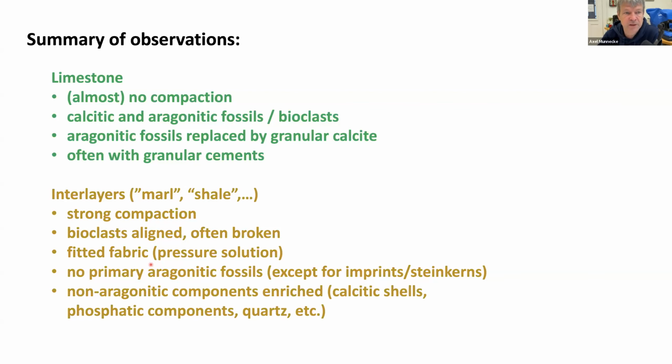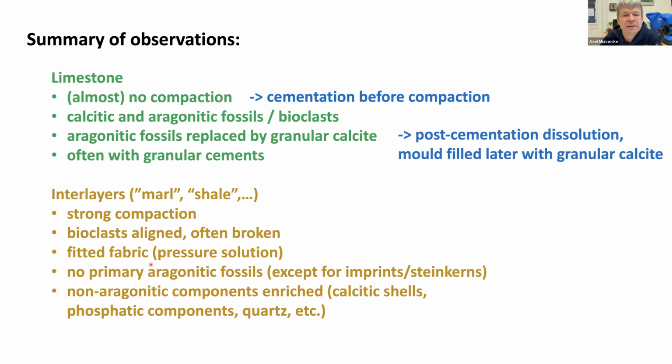So what information can we get out of it? If we have no compaction, it means that the cementation of the limestone happened before compaction, which means in the lowermost part of the sediment column, in the very shallow part, so close below the seafloor. The aragonitic fossils are replaced by granular calcite. This means the rock has been cemented before in order to fix the outline of these components, and they are dissolved after this very early cementation. And the mold is later filled with cement, with granular calcite.